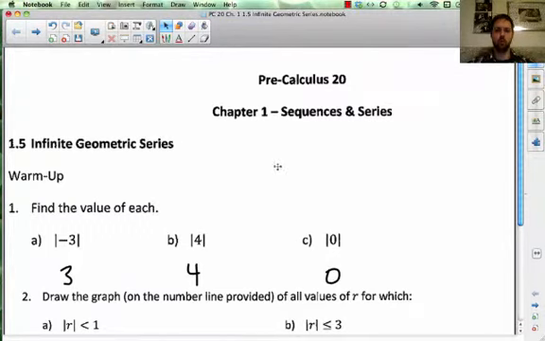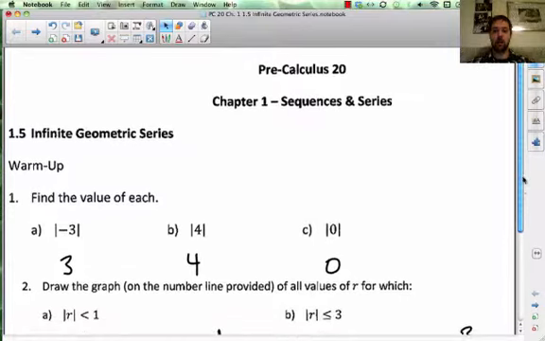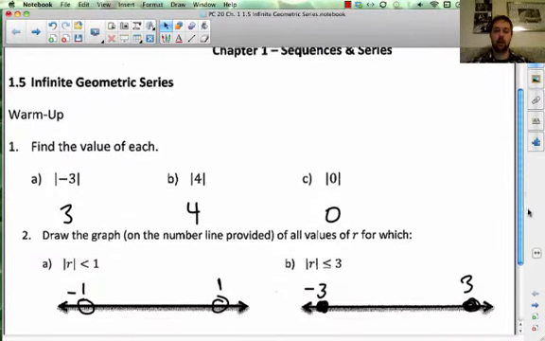Hello and welcome to Pre-Calculus 20, section 1.5. Today we're going to be studying infinite geometric series. Now, I had a little warm-up for you to do.